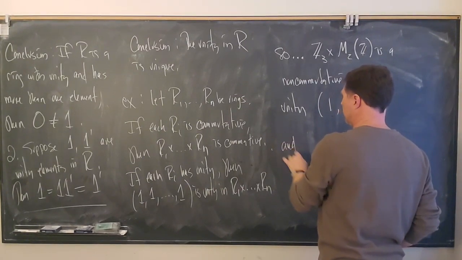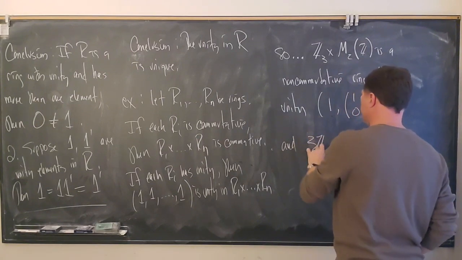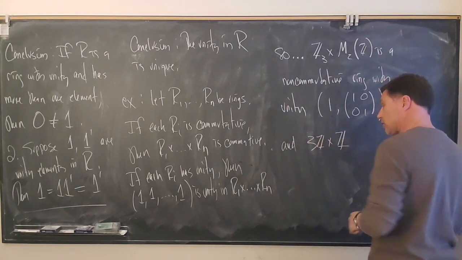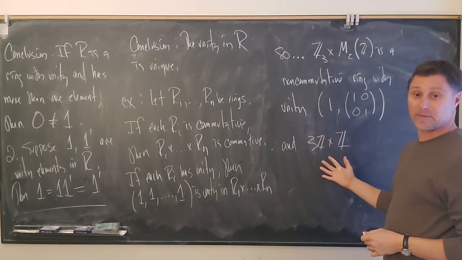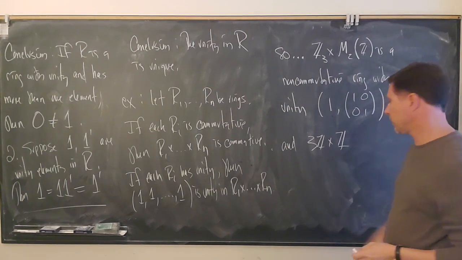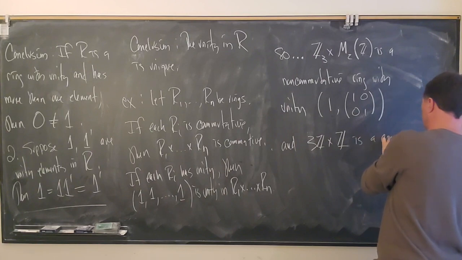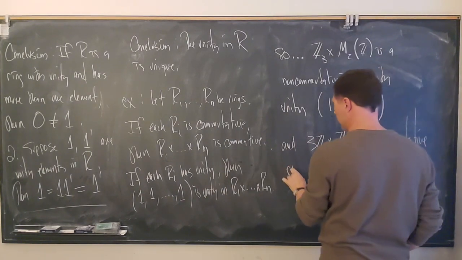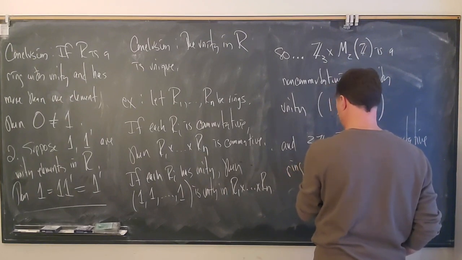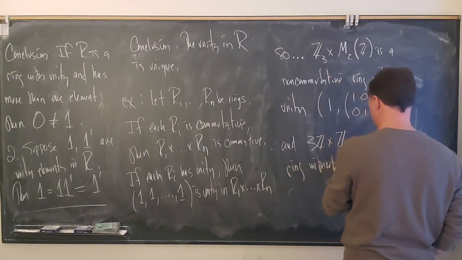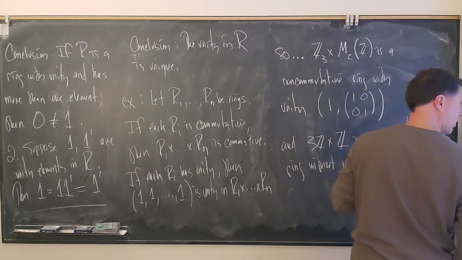And let's say 3Z cross Z. Here's a ring, it's commutative, but it doesn't have unity because 3Z has no unity. So this is a commutative ring without unity.